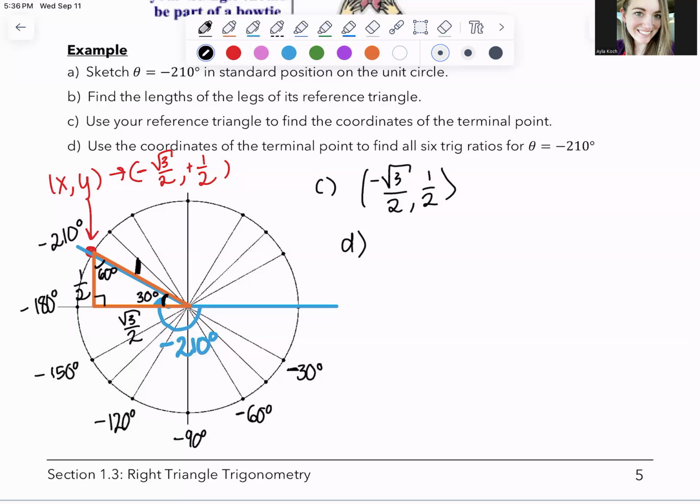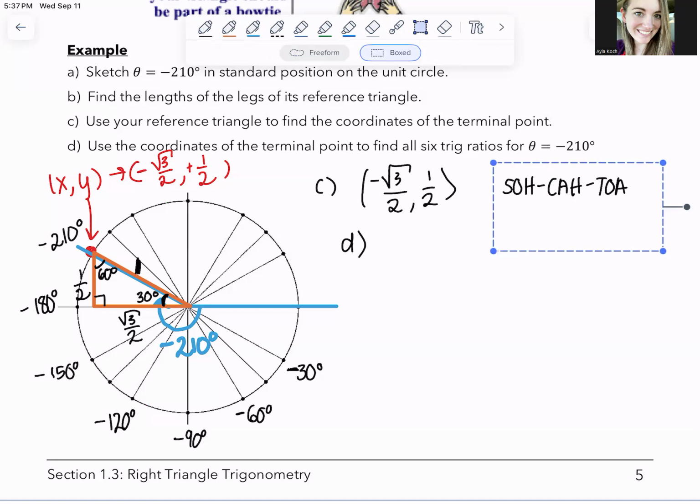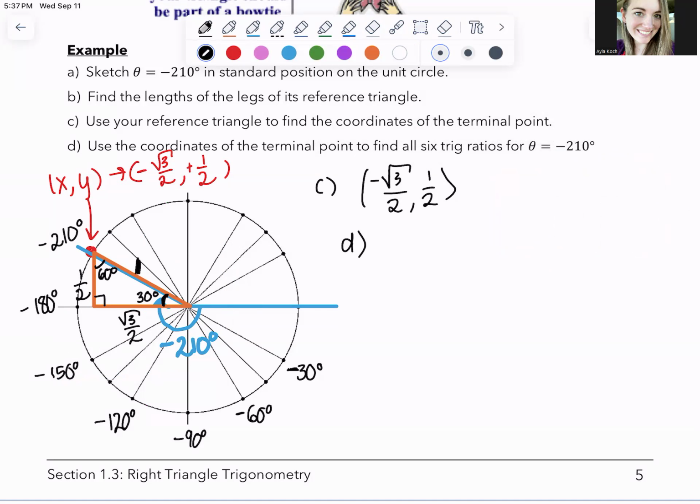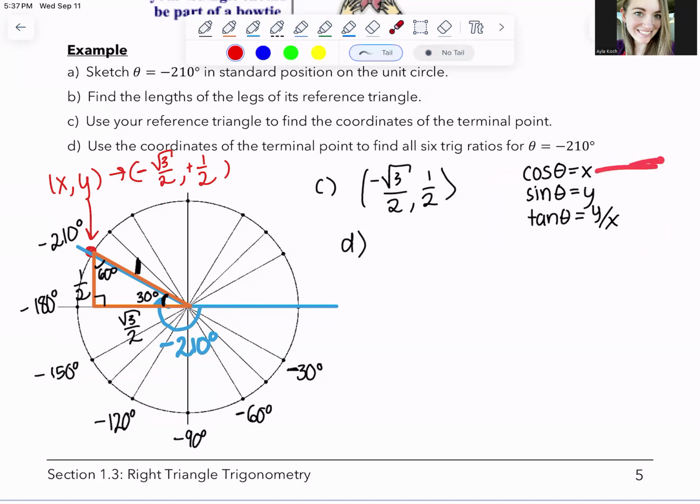Use the coordinate points to find all 6 trig ratios for theta equal to negative 210 degrees. This is going to require SOHCAHTOA. Right. So, well, I mean, maybe you don't have to use SOHCAHTOA for this, actually. Now that I'm thinking about it, you could use SOHCAHTOA for this because you can use this triangle over here. But you probably should just use the fact that cosine of theta will be the x value, sine of theta will be the y value, and tangent of theta will be the y value divided by the x value. And then we know the soulmates will just be the reciprocals.